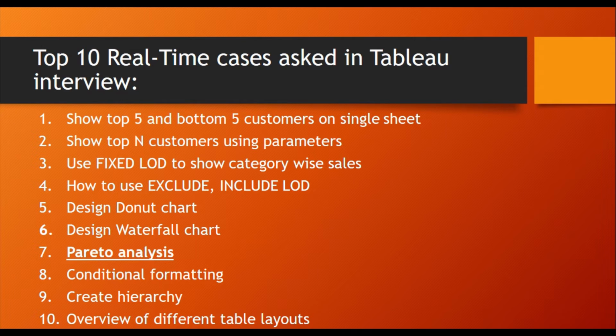So what is a Pareto chart? A Pareto chart is also known as the 80-20 rule. So 80-20 means 20% of customers are contributing to 80% of sales, or we can say 80% of profit. So let's start and design this chart.